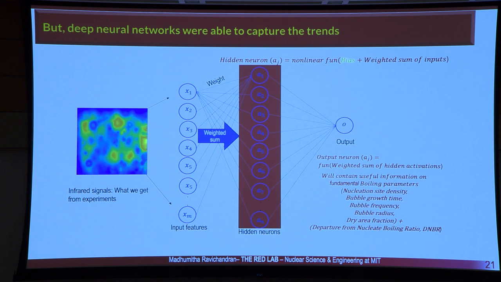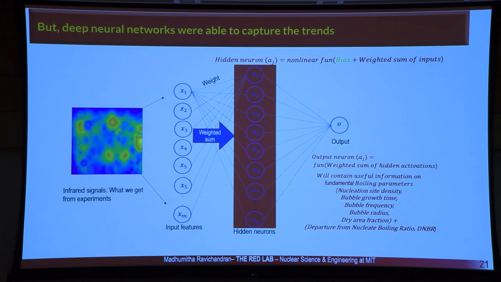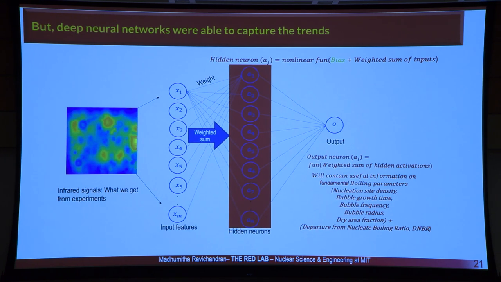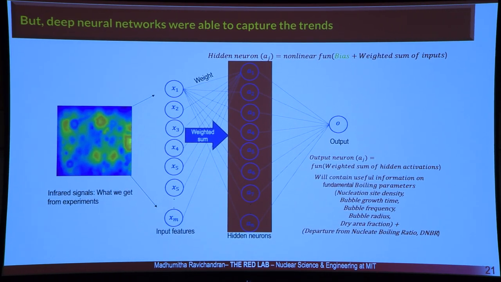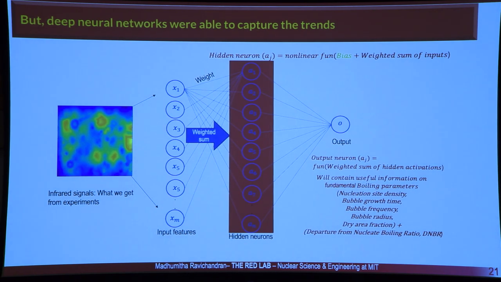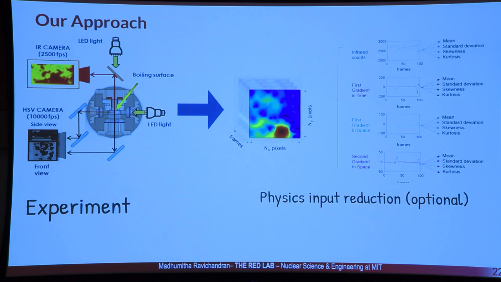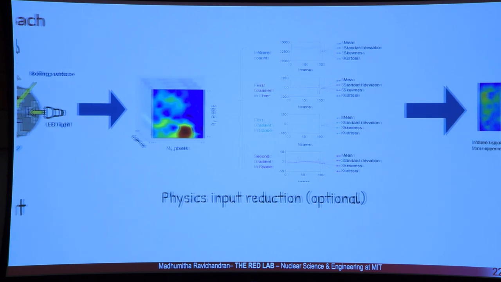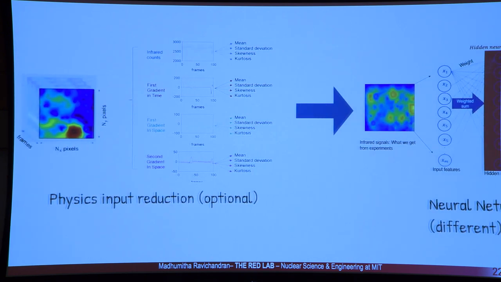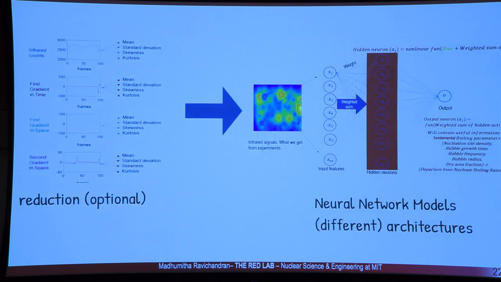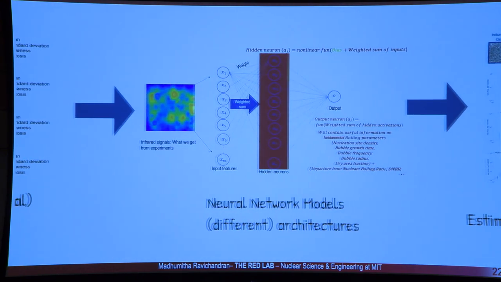Deep networks were developed to work on big data. In fact, they work well only when they are fed big data. And these can take us from our inputs to the set of outputs that we need by recognizing patterns, and that's widely acknowledged of deep networks. So what we did was we ran our experiments, acquired data, and fed all of these into a network that we had already trained. And this network started making predictions of all the bubble features that we needed to determine.